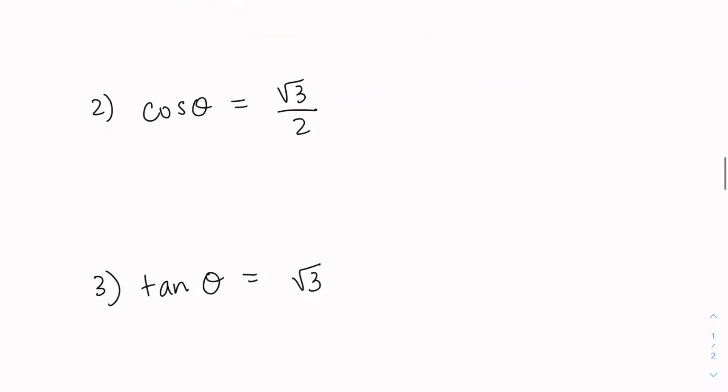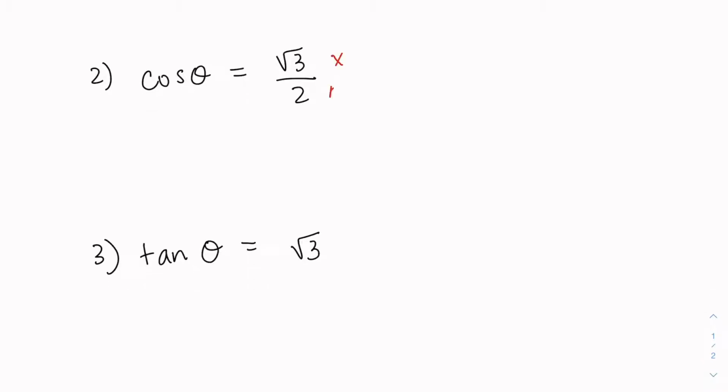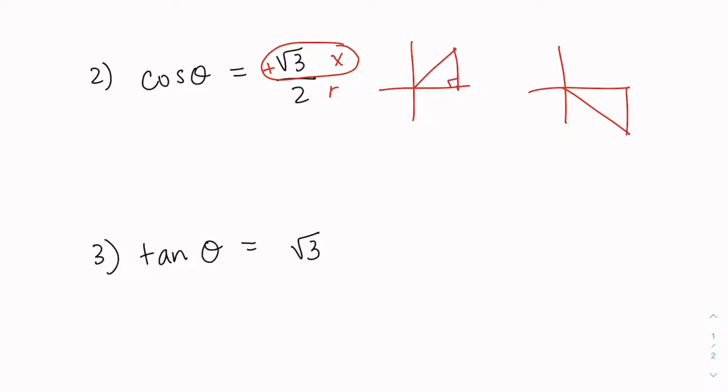For our second problem, cosine theta equals root 3 over 2, I'm labeling first, that's x over r. So since r is always positive, that means x needs to be positive for the fraction to be positive overall. So x is positive in two quadrants. It's positive in quadrant 1, and it's positive in quadrant 4 because it's to the right of the y-axis. Dropping the perpendiculars, I'm putting the root 3 on the x side, and r is 2. I can tell that this is going to be a 30, 60, 90, where it's 1 and -1.